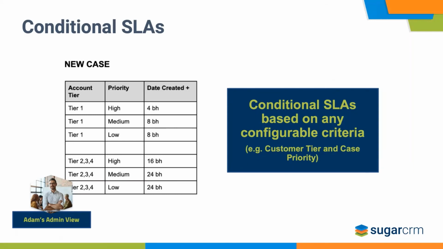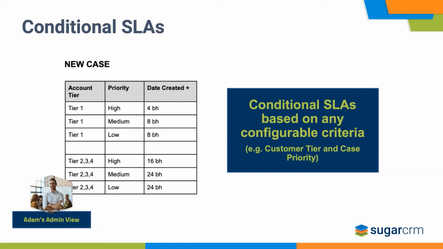When he sets up the SLA configuration, he's got a lot of options here. It's a very flexible system. It can be based on any configurable criteria in the system, really, and he can set up conditional SLAs. A conditional SLA, for example, can use a customer's account tier, like tier 1, tier 2, to set up different SLAs depending on the level of service we've agreed to with a customer.